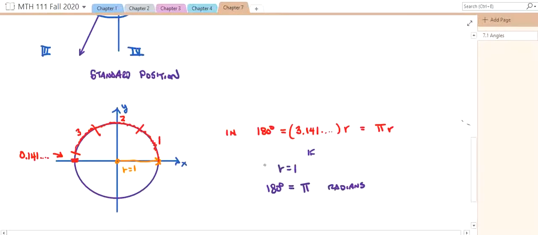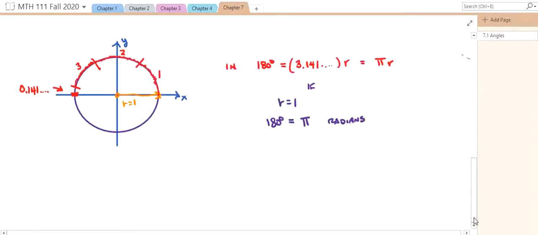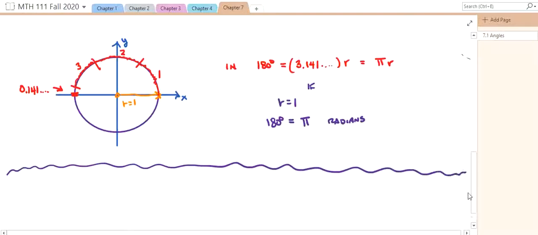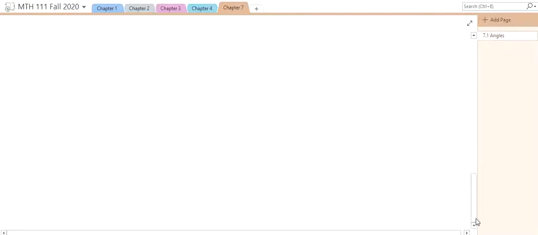360 is 2 pi radians, like I just mentioned up above. And that's a conversion factor we can use for degrees to radians. Radians are useful in mathematical calculations. Degrees are useful in graphical representations.